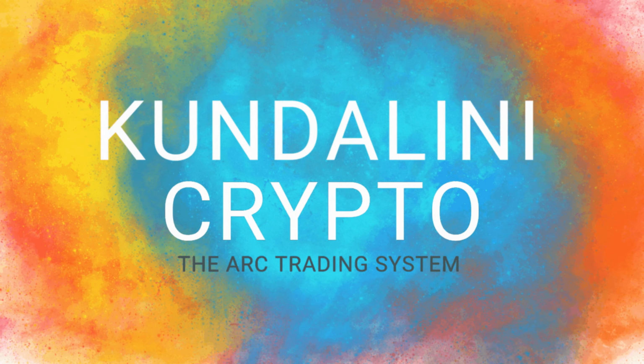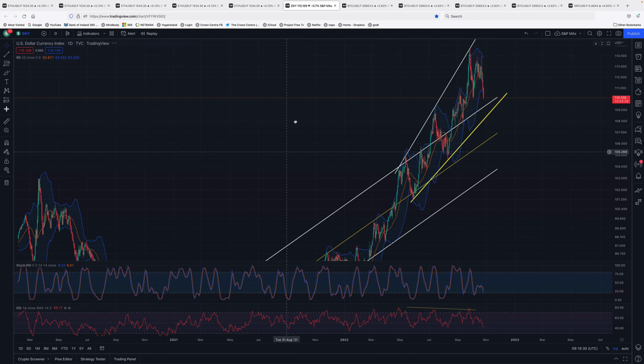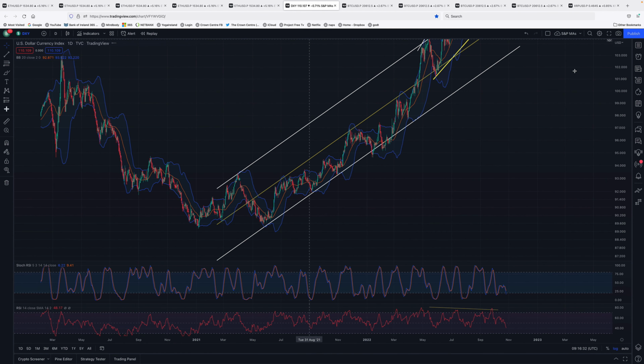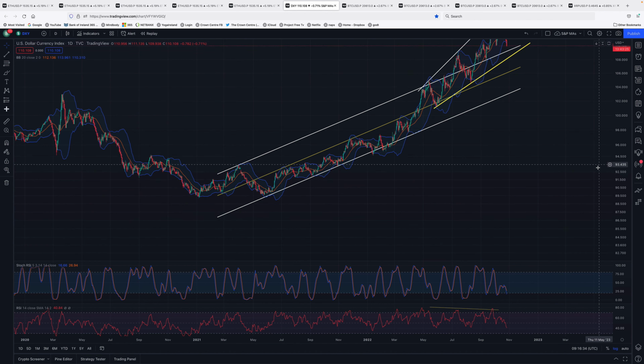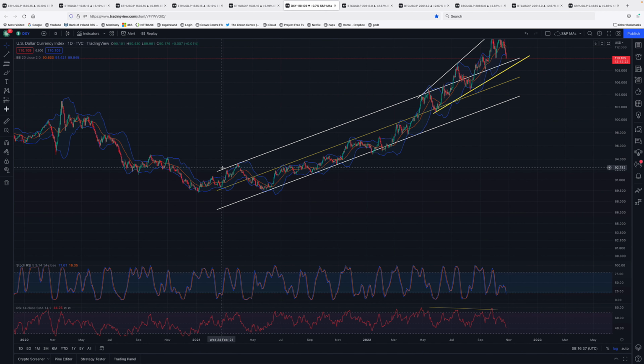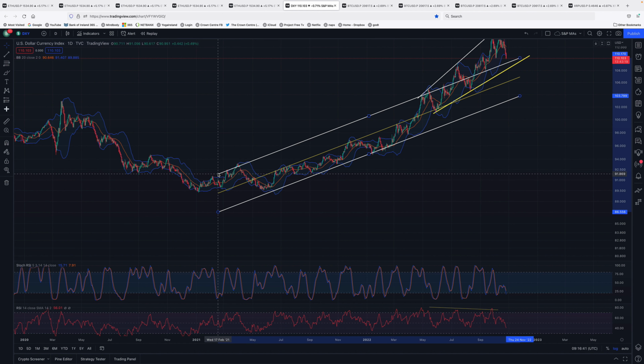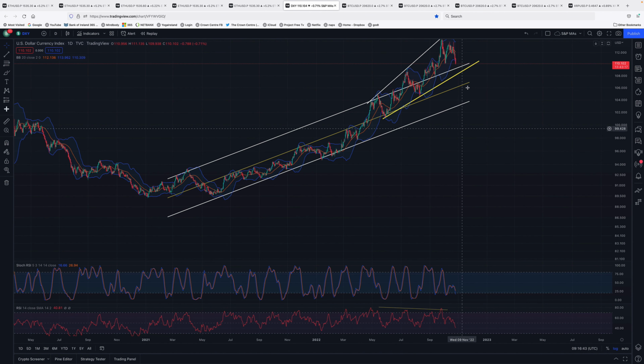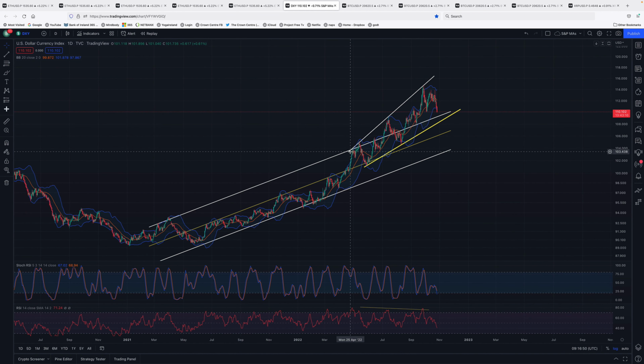Now the DXY hasn't yet reached this line here, which is the previous channel line. And by previous channel, I want to show you where all this is coming from. So this is one big channel coming all the way from February 2021. It is a very long-term channel, and I do expect it to be backtested. If it holds on backtest, needless to say, the DXY might continue upwards.